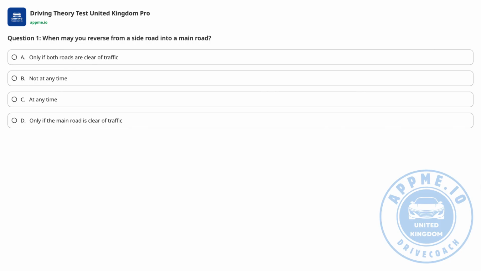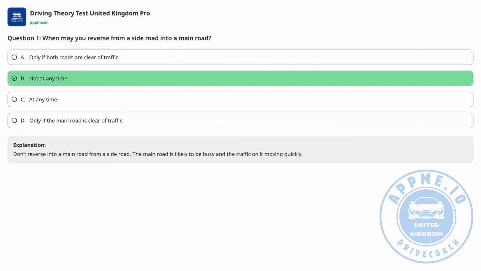Question 1. When may you reverse from a side road into a main road? A. Only if both roads are clear of traffic. B. Not at any time. C. At any time. D. Only if the main road is clear of traffic. The correct answer is B.